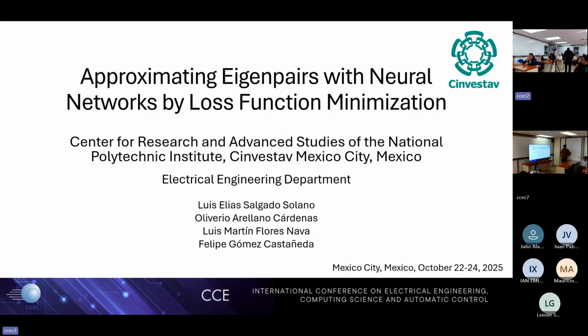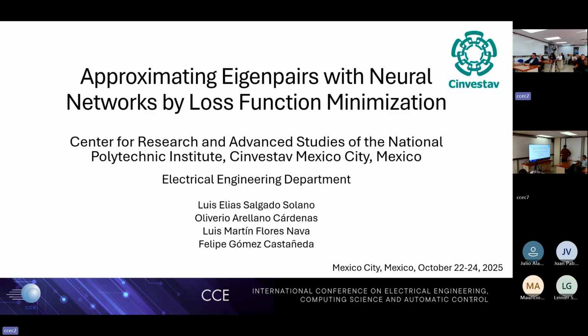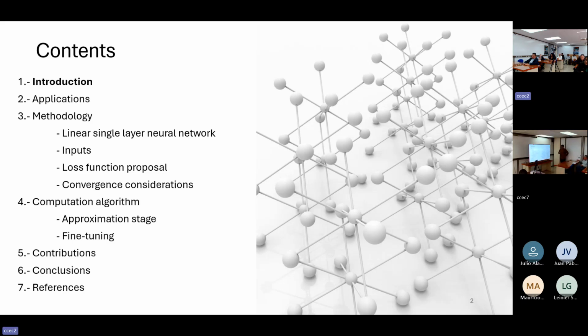I'm going to show you my next presentation, titled Approximating Eigenpairs with Neural Networks by Loss Function Minimization. Right, let's start. These are the contents we are going to talk about and go deeper into in the next slides.